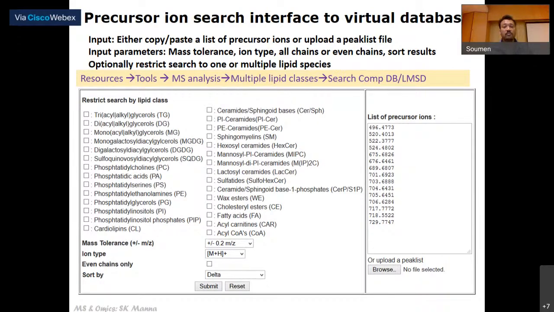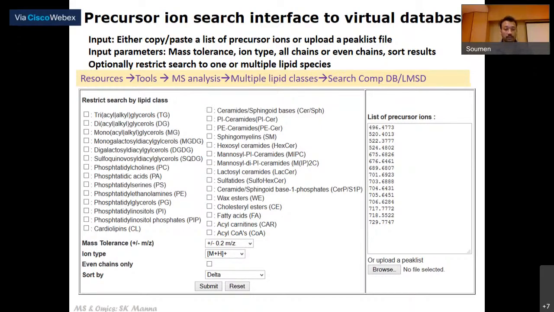Here, in the data matrix that you have analyzed, you have come up with a set of ions that you want to identify. You can see there are all these different types of lipids available, and you can choose which type of lipids you want to search for. Then you can give your mass tolerance window, which will depend on what kind of instrument you have used, and you have to give the ion type, what type of ion you expect.